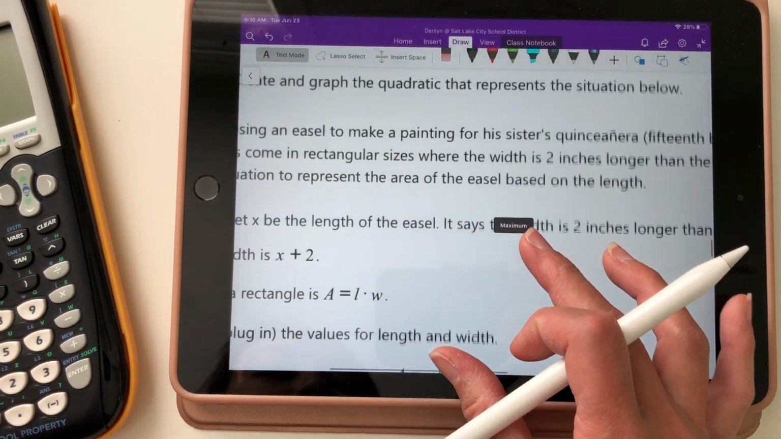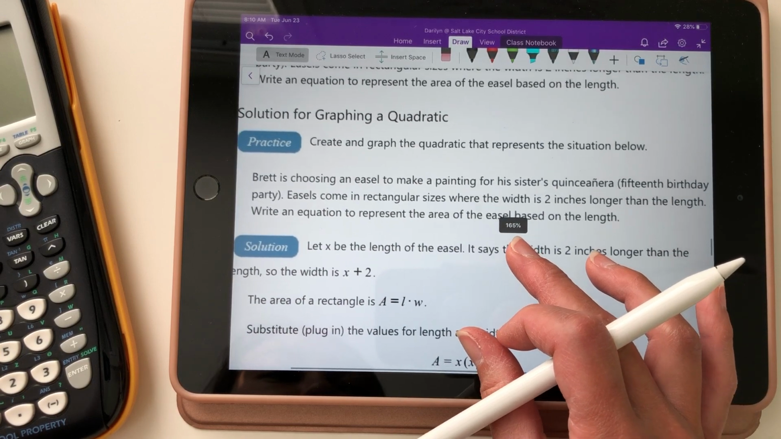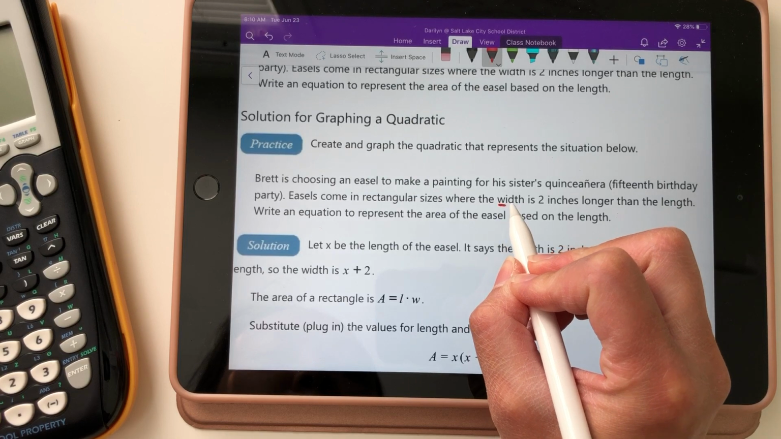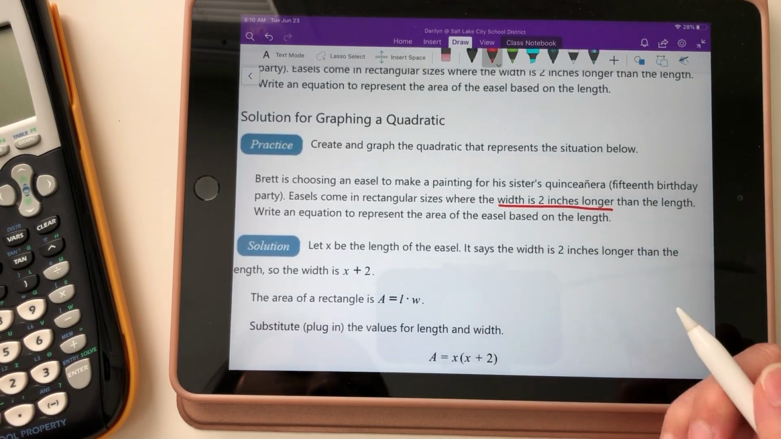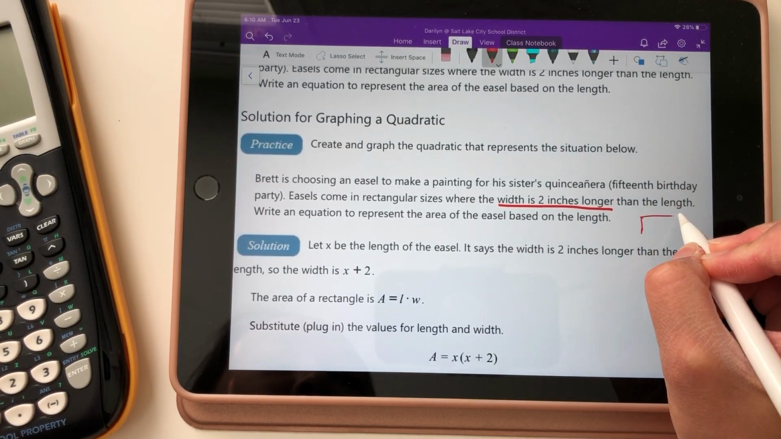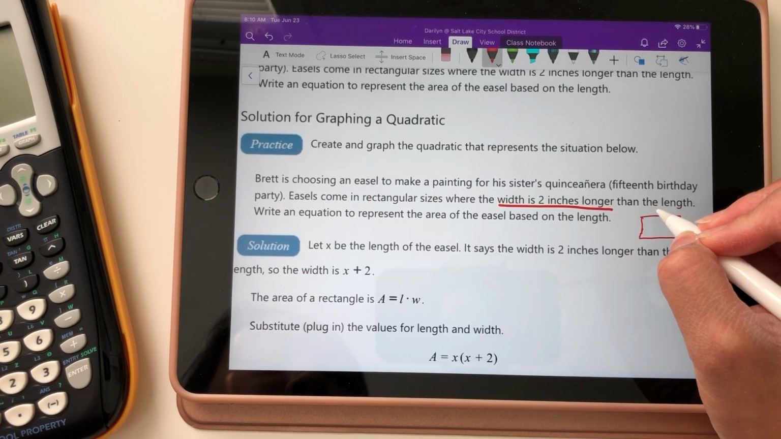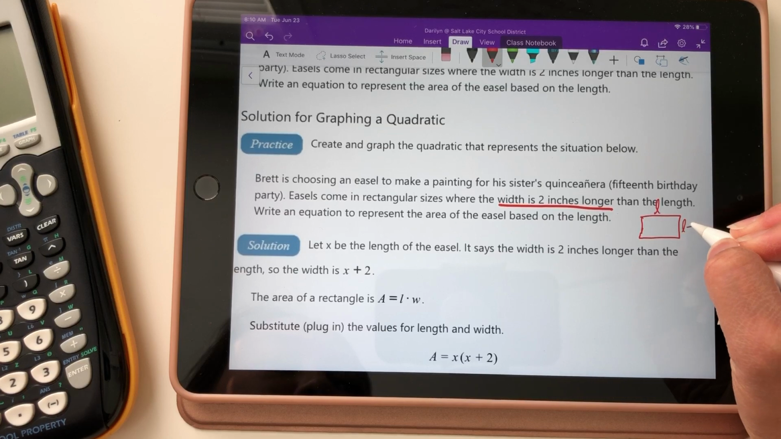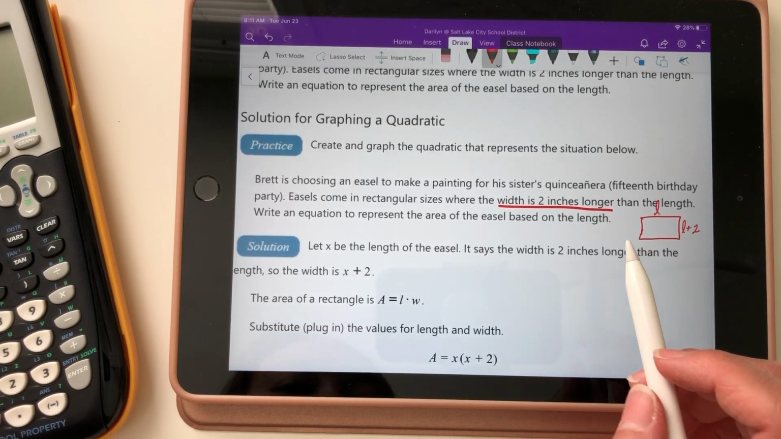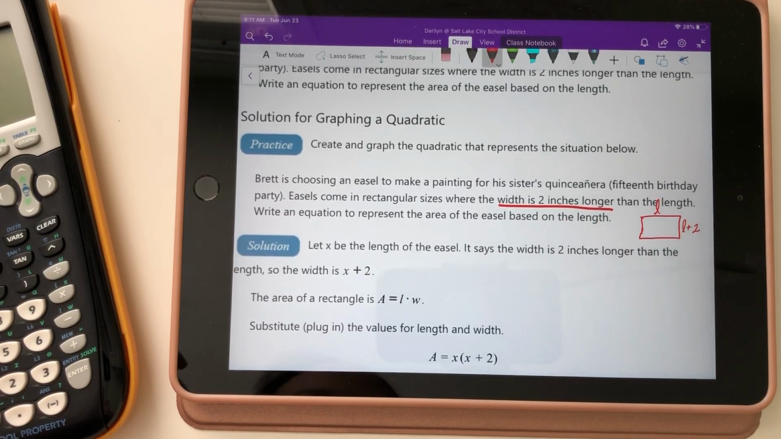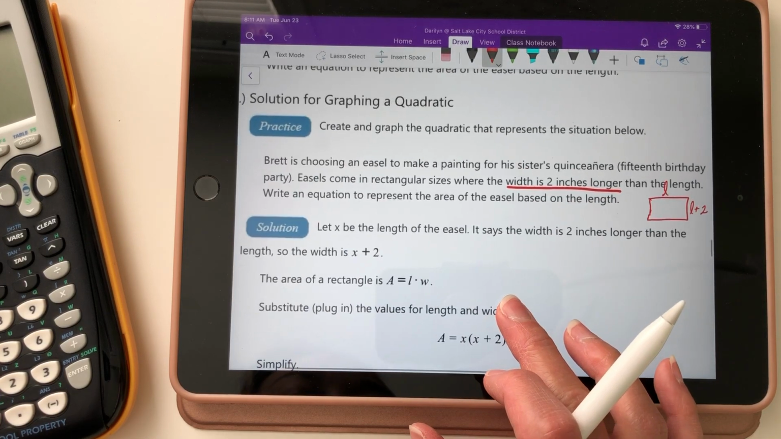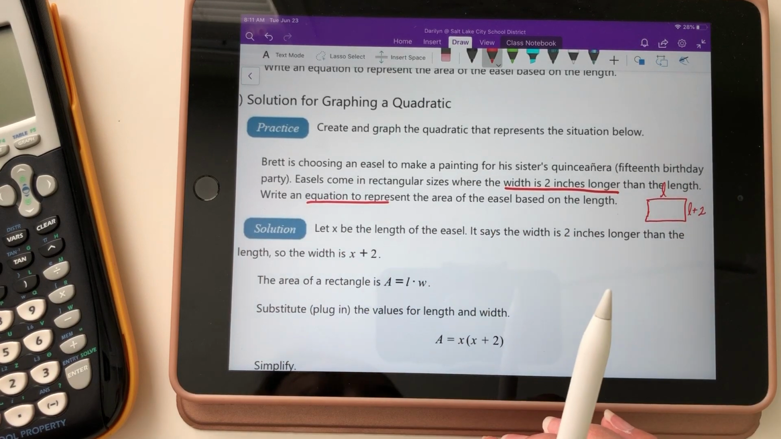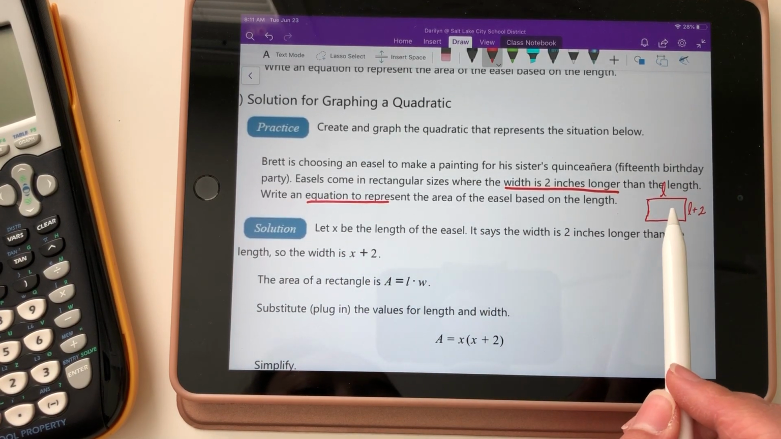So the first thing that we need to do here is we have to understand what this is going to look like. So it says the width is 2 inches longer than the length, okay? So that means if I make my length, let's call it L, that means the width is going to be L plus 2. 2 inches longer than the length, okay? So the question is just to write an equation. That's all it's saying, just to write an equation to represent the area of this easel.